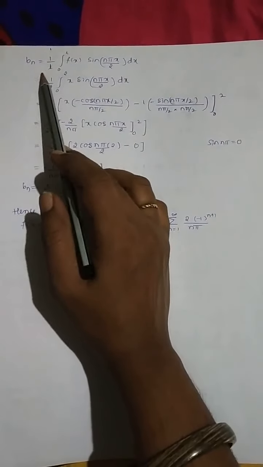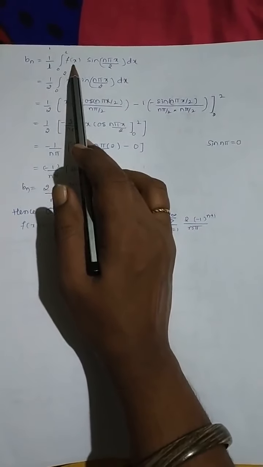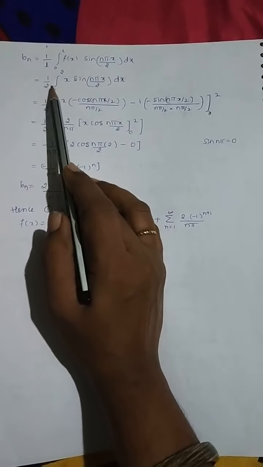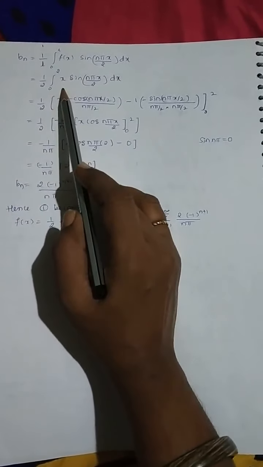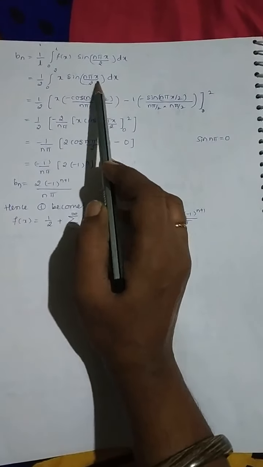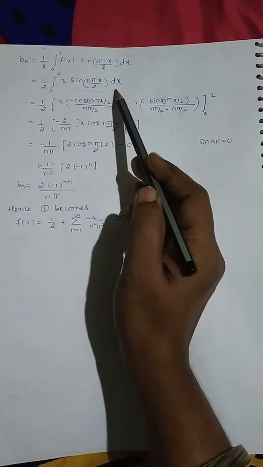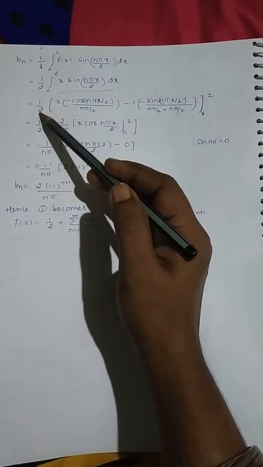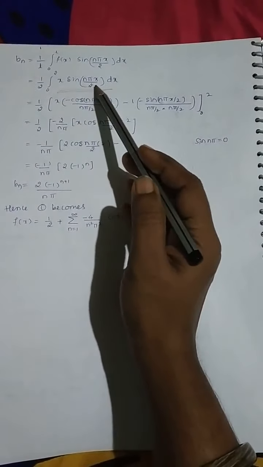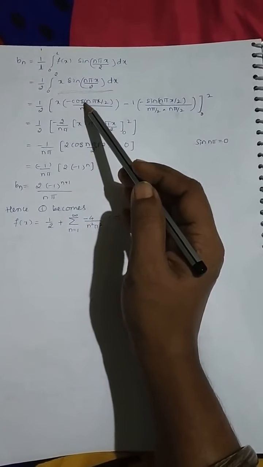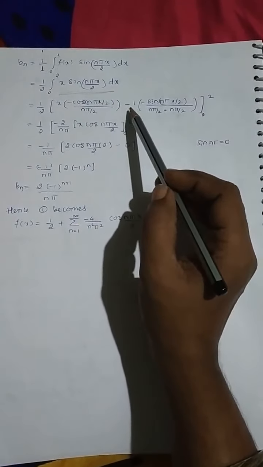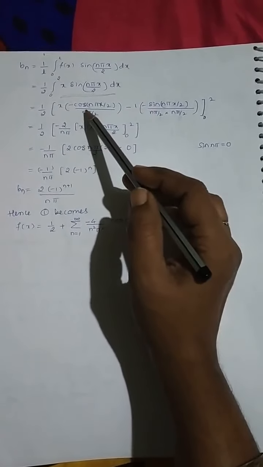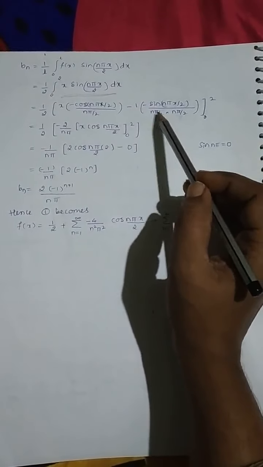Next, bn. bn is equals to 1 by L integration 0 to L f of x into sin n pi x upon 2 into dx. That is 1 by 2 into integration of 0 to 2 x into sin n pi x upon 2 into dx. Here you can see it's a product form, applying Bernoulli's rule. 1 by 2 into bracket x into integration of sin n pi x upon 2 is minus cos n pi x upon 2 upon n pi by 2, minus 1. 1 means derivative of x, and keeping 1 upon n pi by 2 as constant.